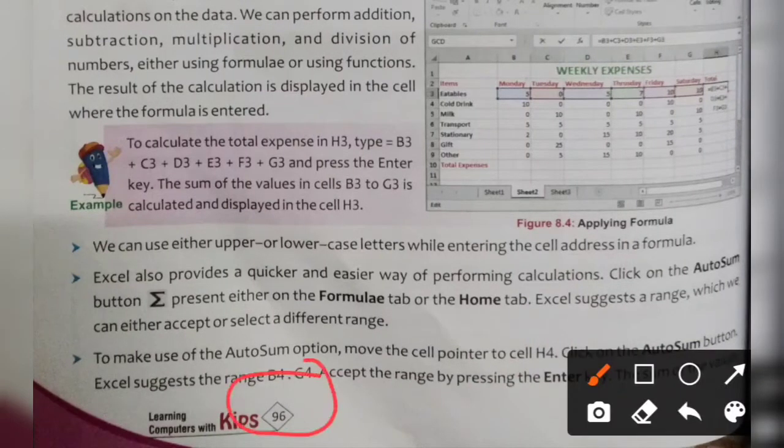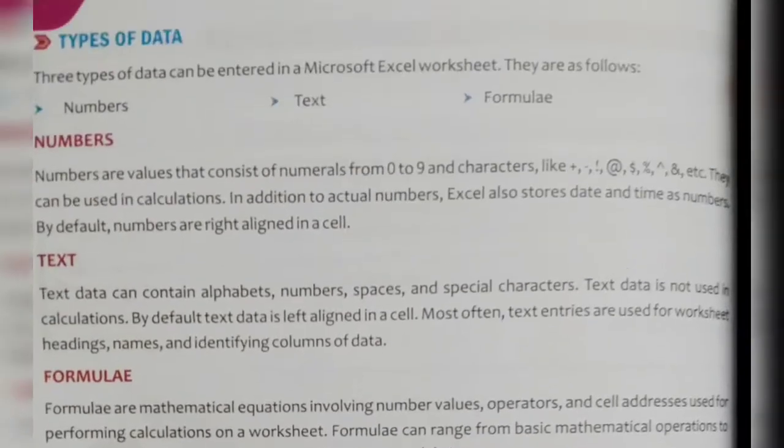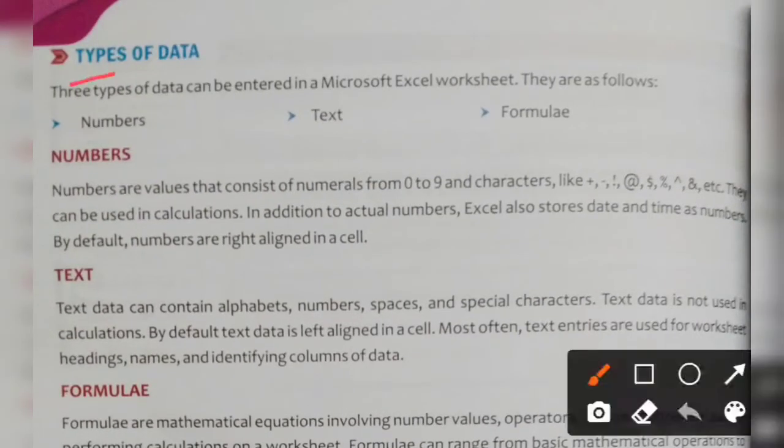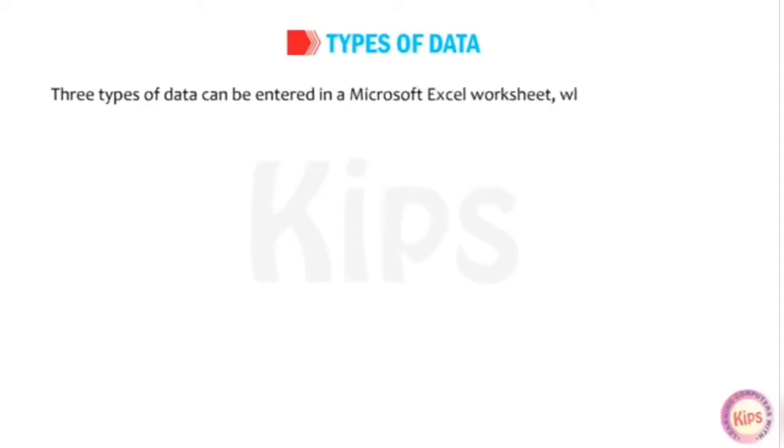So everyone, please open your computer book and open page number 96, and let us begin with the new topic for today, that is types of data. Types of data on page 96. Three types of data can be entered in a Microsoft Excel worksheet, which are as follows: numbers, text and formula.